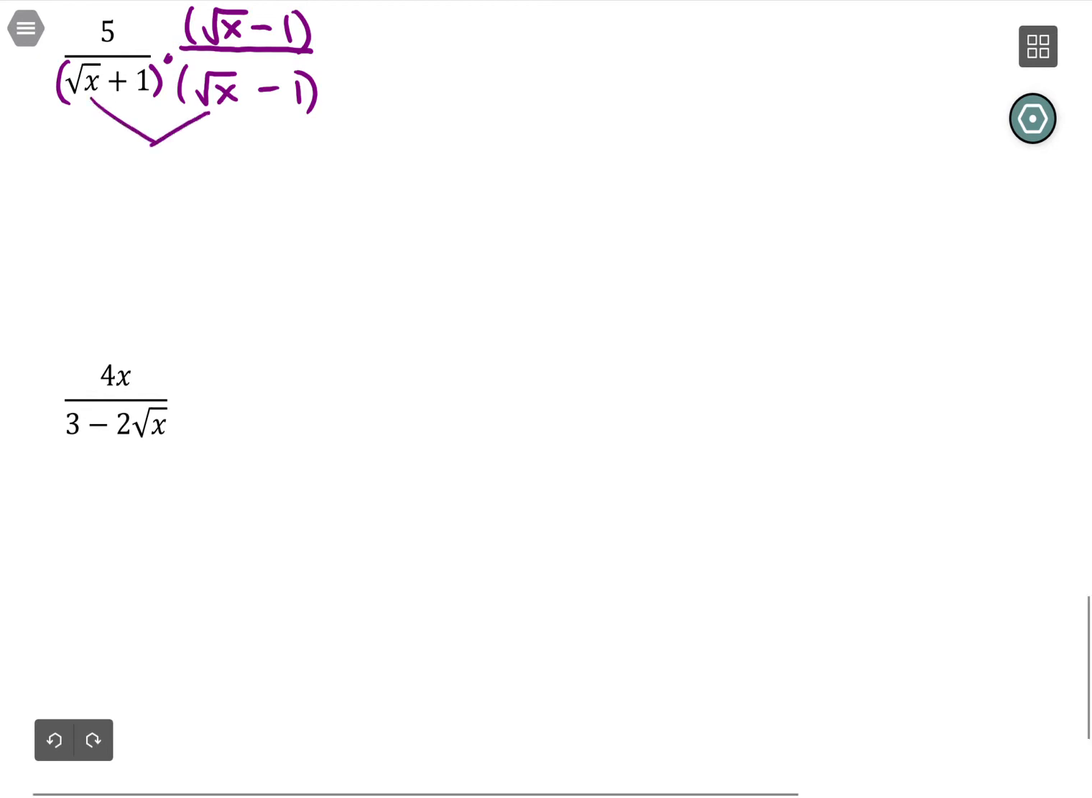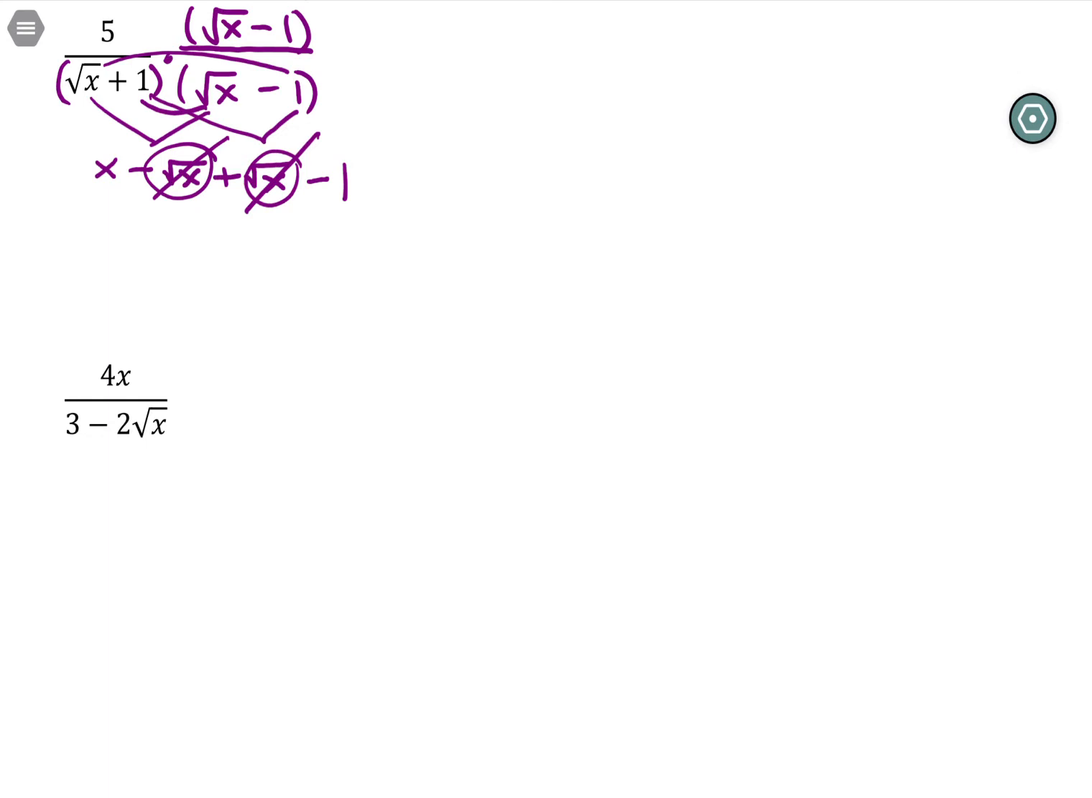Root x times root x is x, root x squared is x, outside. Root x times negative 1 is minus root x. Inside, root x times positive 1 is plus root x, and last is 1 times negative 1, so minus 1. So notice again we have a plus root x and a minus root x, addition and subtraction are inverses, those will cancel, and all we're left with in the bottom is x minus 1.